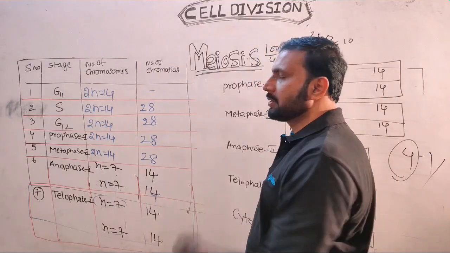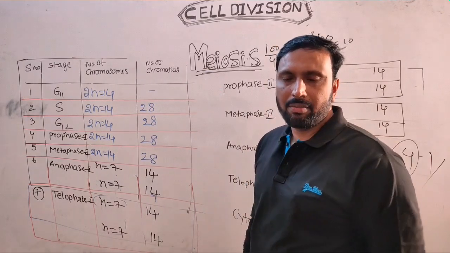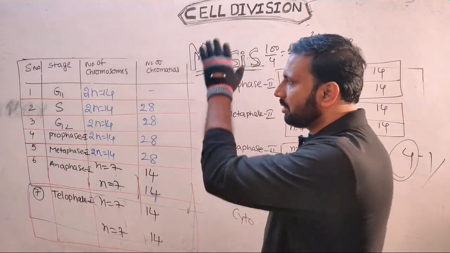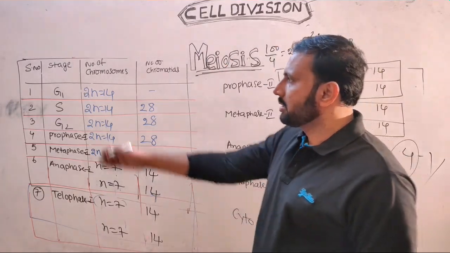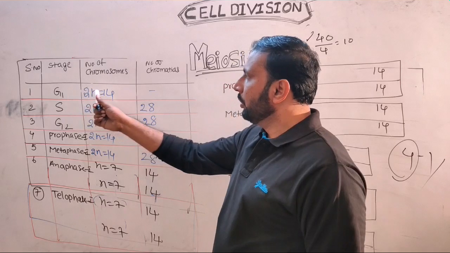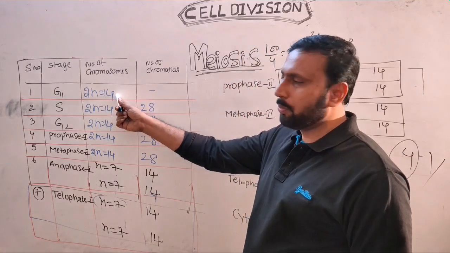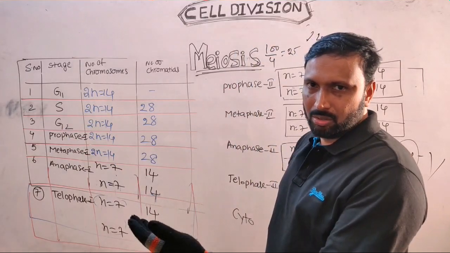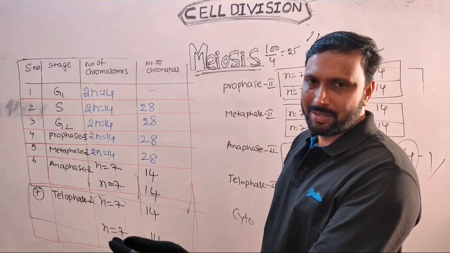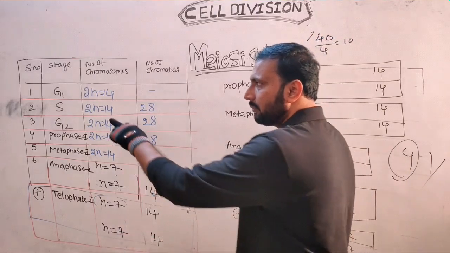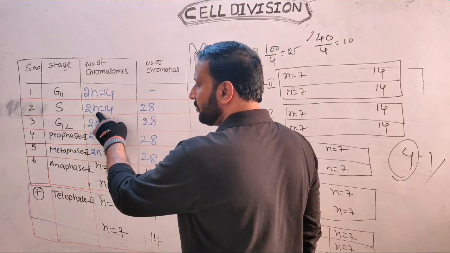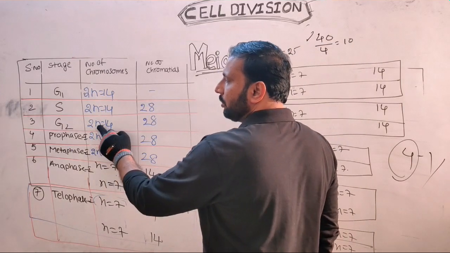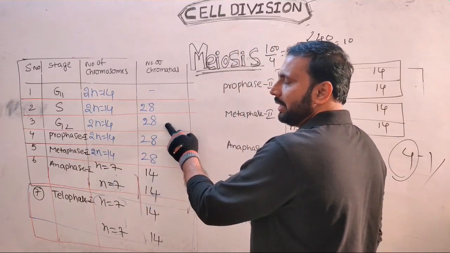Numericals on meiosis. Now I am taking the Pisum sativum. Pisum sativum chromosome number 2n equal to 14. So based on that, you observe this chart stepwise. In G1, you take 2n equal to 14 in the reproductive cell. In the S phase, doubling of DNA content takes place, not chromosome number. So 2n equal to 14 chromosomes, DNA content doubles. And the G2 also same, 2n equal to 14, chromatid number 28.